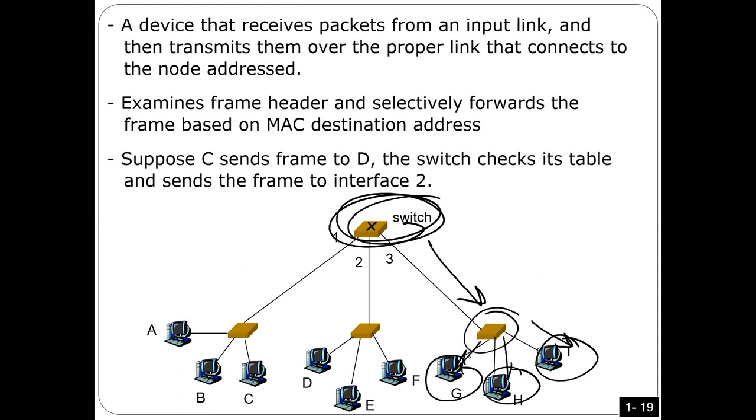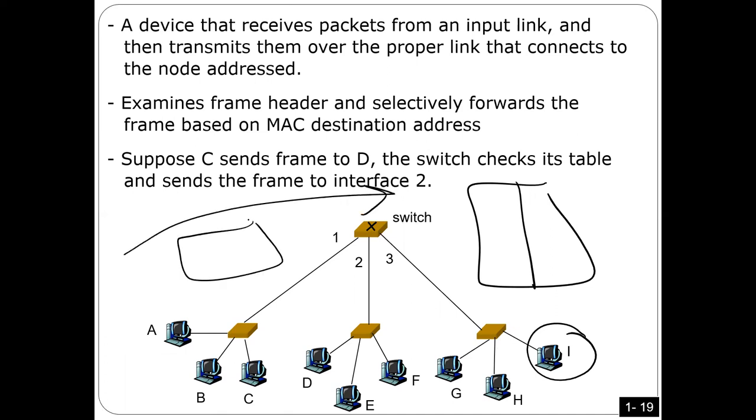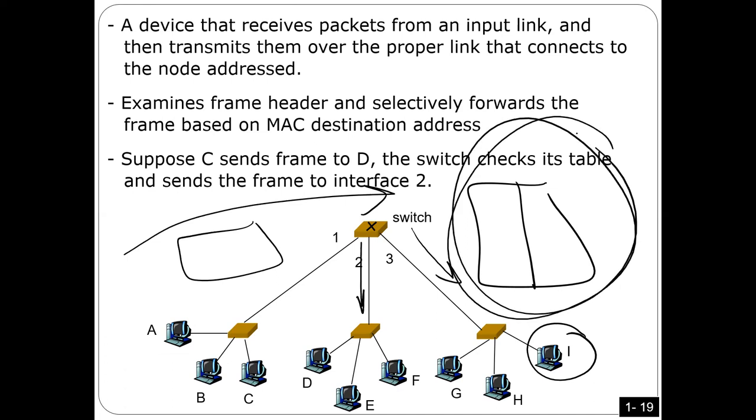Is that okay? So every switch should have a table. This table has to tell where these computers are connected so that when I receive a packet, I can know if I should transmit this way or that way. Is that okay? There should be a protocol to create this table. And this table has to be updated all the time. What if one computer is off? What if a new computer joins the network? So this table is not static. It has to be updated all the time.